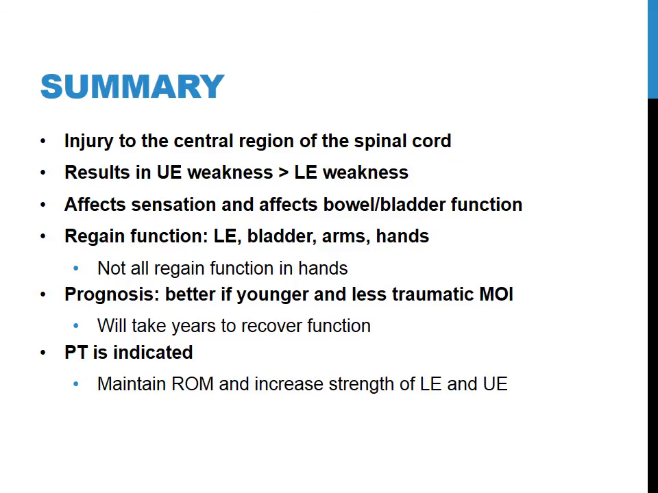Okay, in summary, central cord syndrome is an injury to the central region of the spinal cord. It results in upper extremity weakness that is more significant than lower extremity weakness due to where the damage is. It affects sensation and can also affect bowel and bladder function depending on the severity of the damage. They'll regain function from their lower extremities to their bladder to their arms and their hands, but they may not get everything back in their hands.